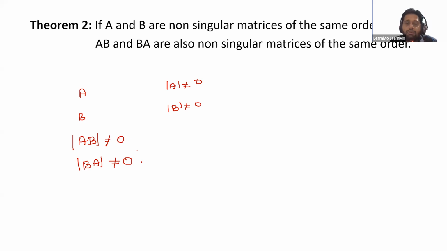So this is the theorem: if A and B are non-singular matrices of the same order, then AB and BA are also non-singular matrices of the same order. Okay, so Noma, Yashika, Uni, is this clear? Yes, sir. Okay, good. Uni, this clear? Yes.